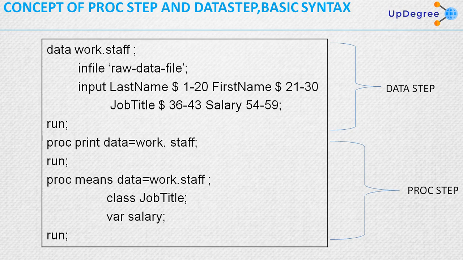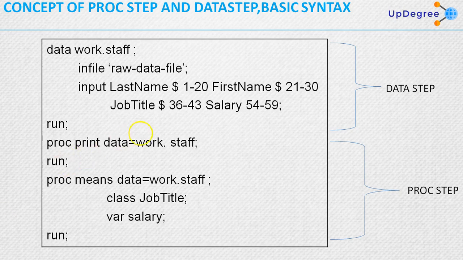Another is proc contents, which is used to display the descriptor portion of the dataset, or we can say that it displays the data dictionary, that is, the name of the dataset, when it was created, how many variables are there in the dataset, how many observations are there, and whether they are character variables or numeric variables. The data types of every variable are displayed.